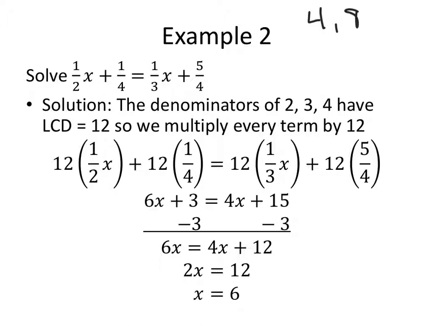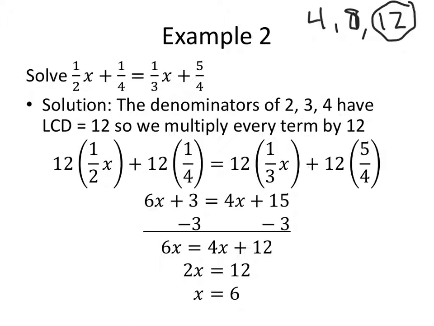Next multiple of 4, that's an 8. Does 2 go into 8? Yes. Does 3 go into 8? No, so that's not a common multiple. The next multiple of 4 is 12. 2 goes into 12, 3 goes into 12, and 4 goes into 12, and that's how I find my common denominator.